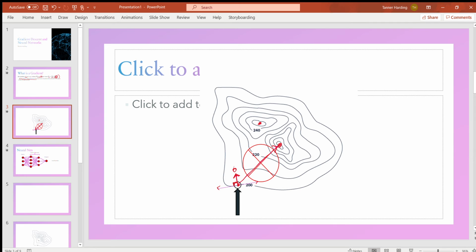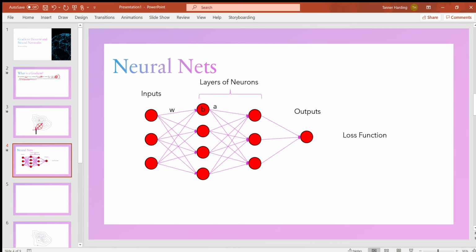So that's just the gradient, and now I want to talk about neural networks in a really high-level way. This is probably an image that, if you've ever heard about neural networks, you've seen, where you have some set of inputs over here, and you have this layer of neurons, and then you have some output, and in between you've got all these lines and stuff. I want to explain what those lines are.